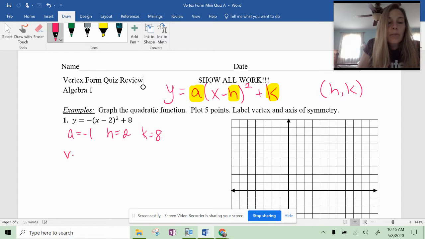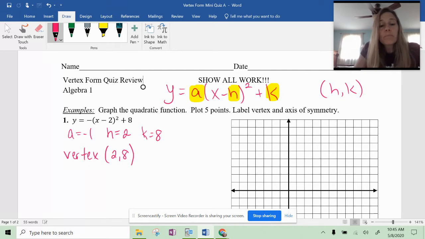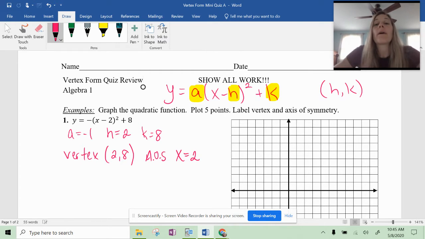So this tells us a couple things. First, it tells us the vertex, and we know the vertex is the h and the k, so that's going to be (2, 8). And it tells us that our axis of symmetry is the equation x equals that h value, which is 2.